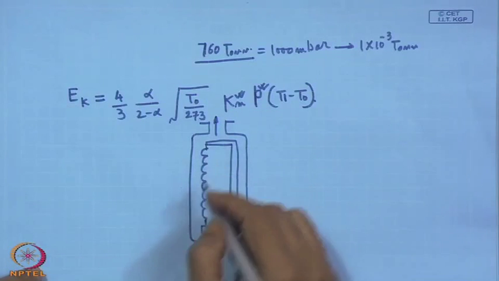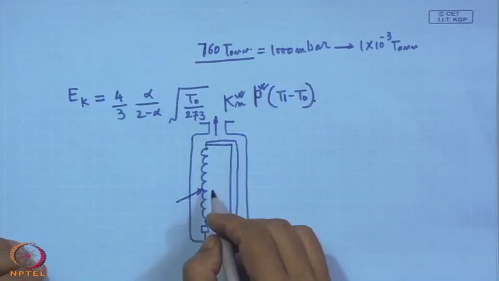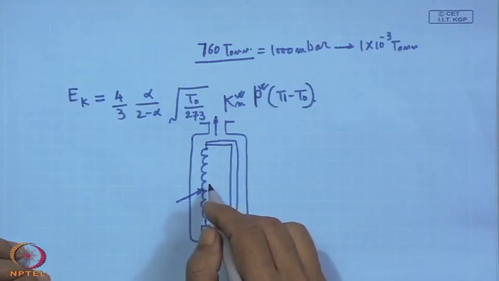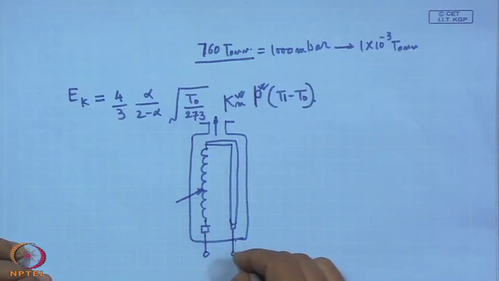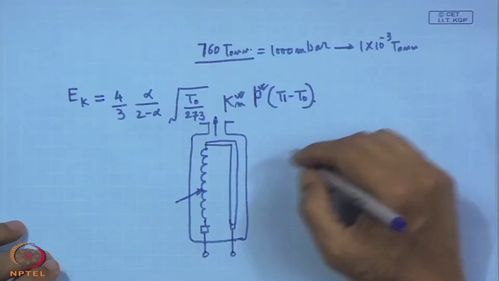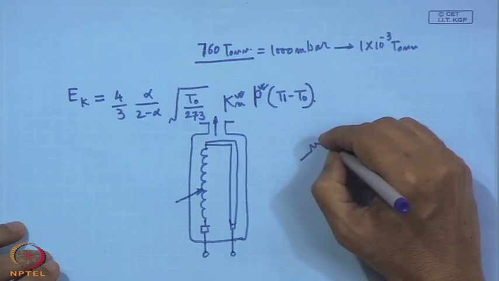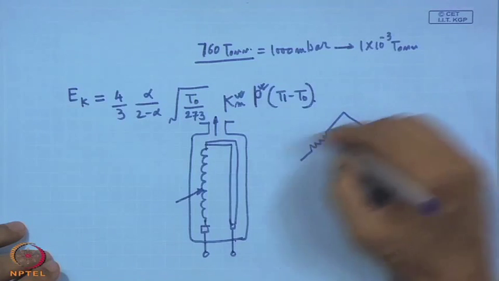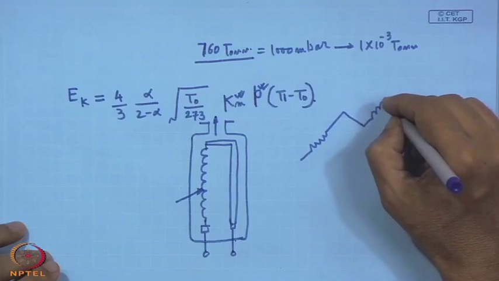So, basically here we have one heating coil, which may be made of, for example, tungsten, and this side is a metal support. So, these are the two terminals. Now, what is added to this? It is basically a Wheatstone bridge. So, this is one resistance, and this one should be placed like this.